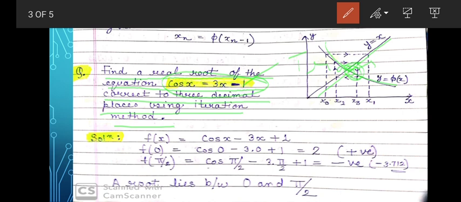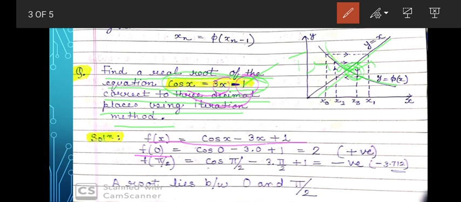So what we will do here, f(x) is given as cos x equal to 3x minus 1. So f(x) we can write as cos x minus 3x plus 1. This 3x will come to this side, and this minus 1 will become plus 1. Now we will check at which points it is positive and negative.